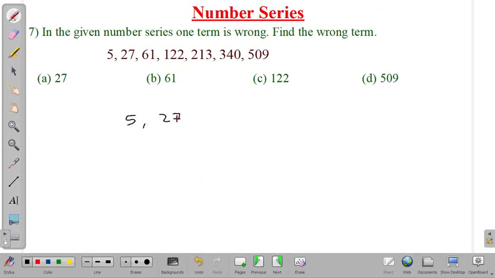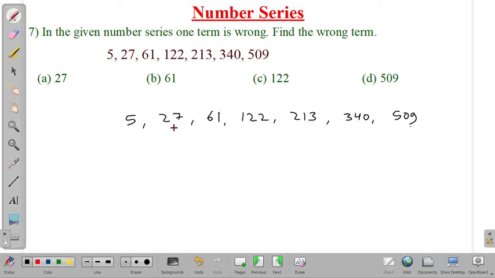See, 5, 27, 61, 122, 213, 340, and then 509. Okay. Now if we see here again, the terms are increasing very rapidly. So either it is product type or power, some power.